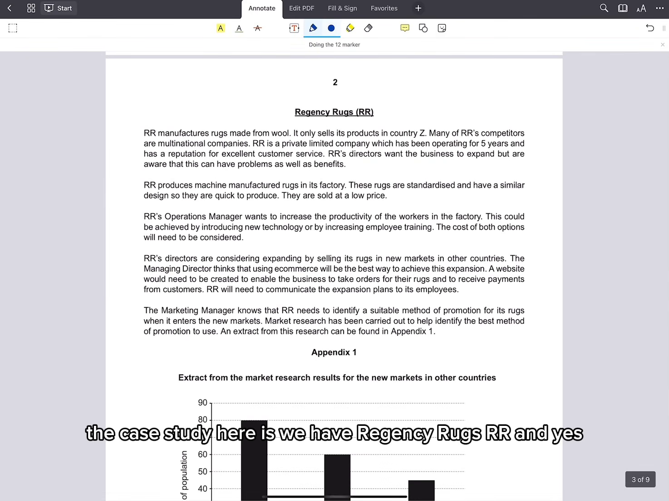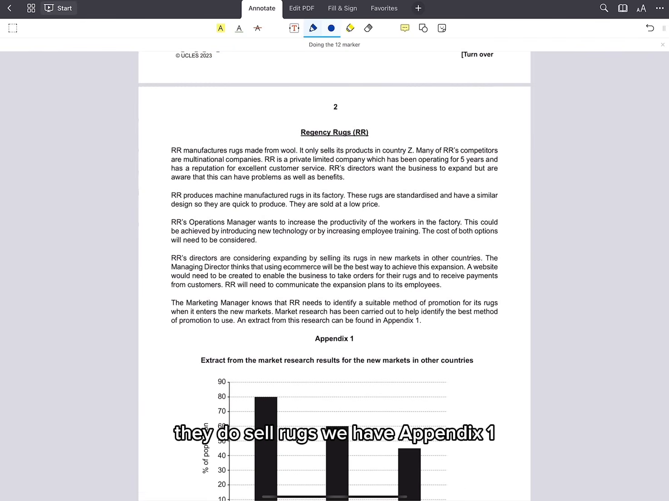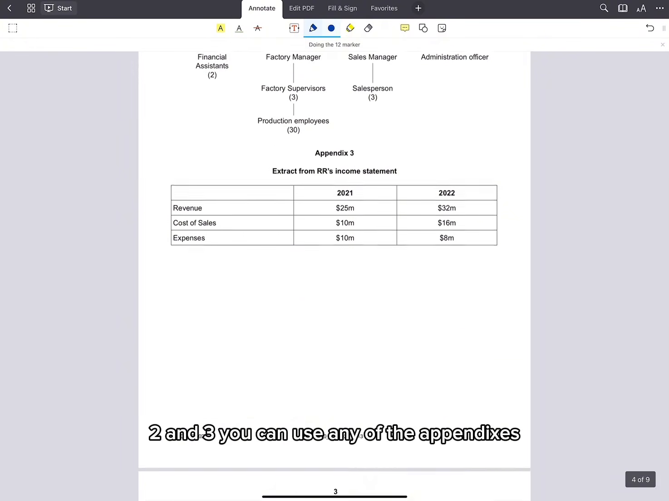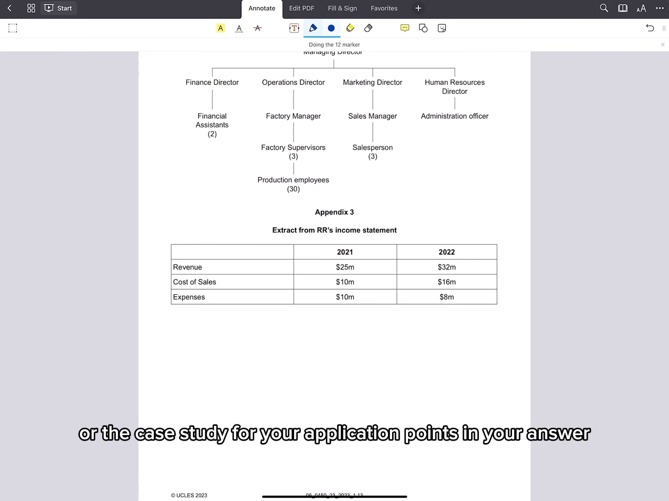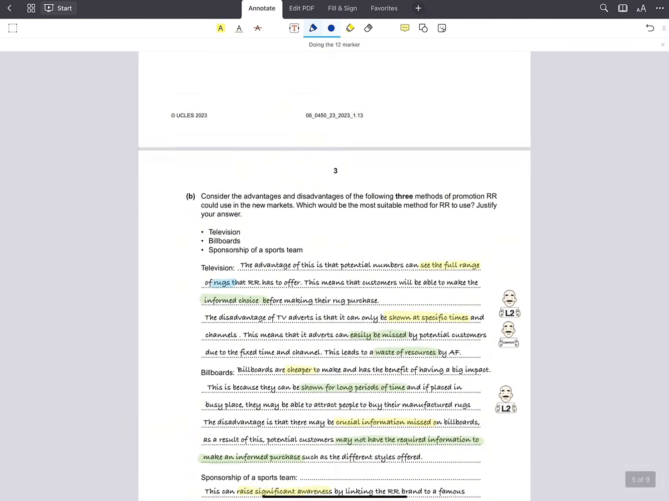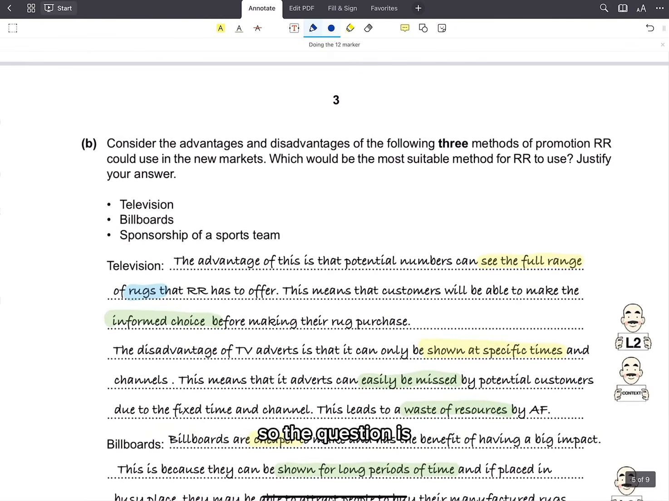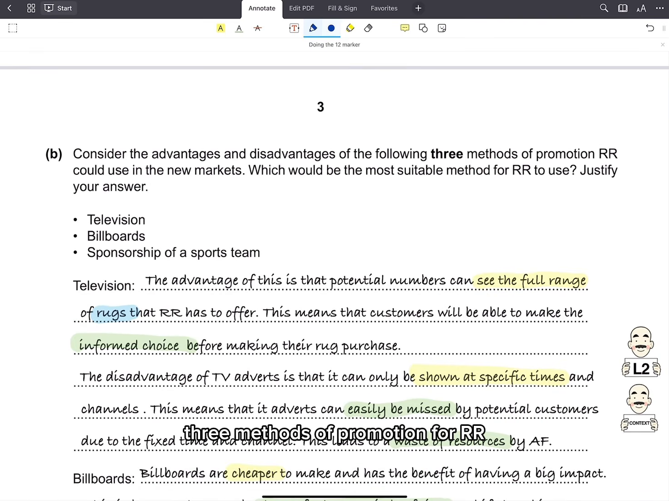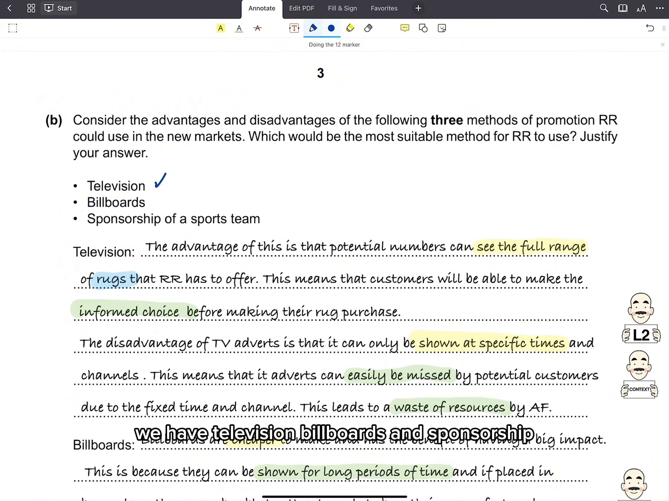The case study here is Regency Rugs, RR, and yes, they do sell rugs. We have Appendix 1, 2, and 3. You can use any of the appendices or the case study for your application points in your answer. So the question is, consider the advantages and disadvantages of the following three methods of promotion for RR. We have television, billboards, and sponsorship.